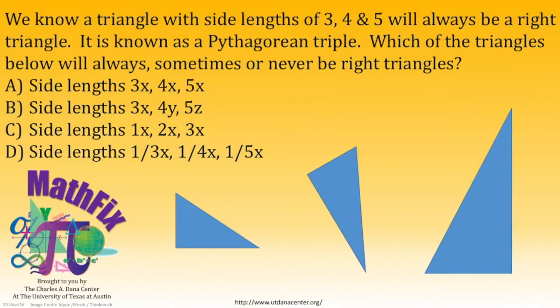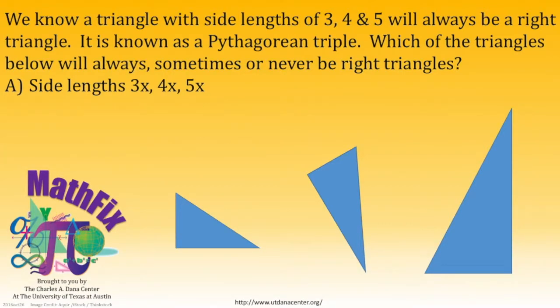Today's math fix centers around 8.G.6: explain a proof of the Pythagorean theorem and its converse. What we're looking at in our task here is how a triangle with side lengths of 3, 4, 5 is referred to as our Pythagorean triple, and then which likely triangles will always, sometimes, or never be right triangles based off of some side lengths that relate to that 3, 4, 5 triple. So let's take a look.